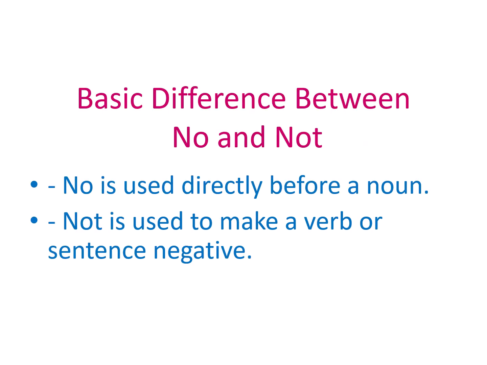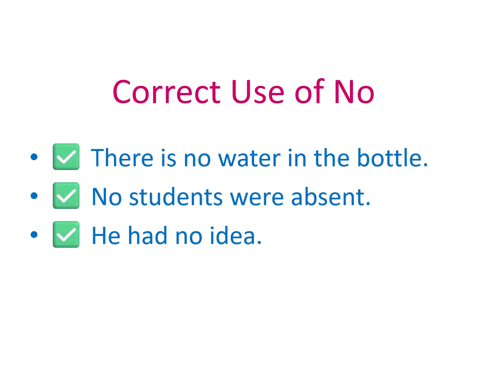The key difference is that no usually comes before a noun and works like a determiner. Not, on the other hand, is used with verbs or to make a sentence negative. They are not interchangeable. No is followed by a noun. It can replace not any. For example, no students means not any students.